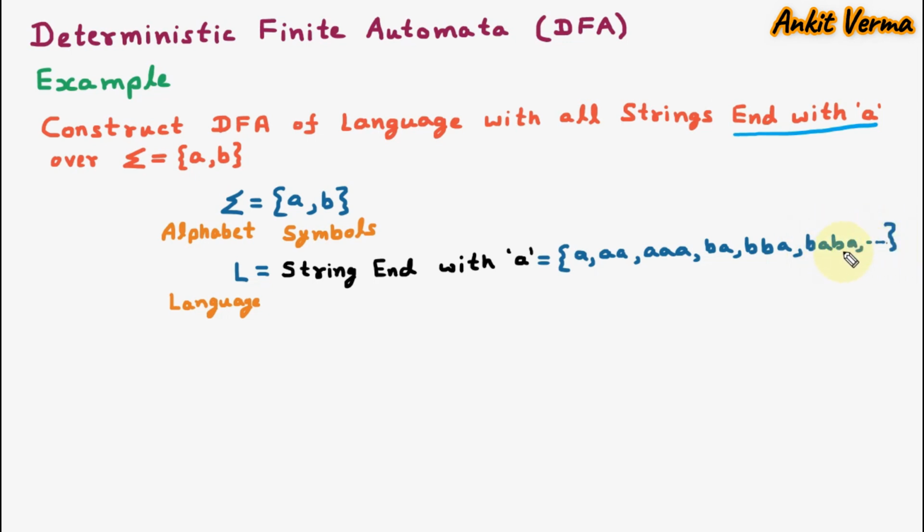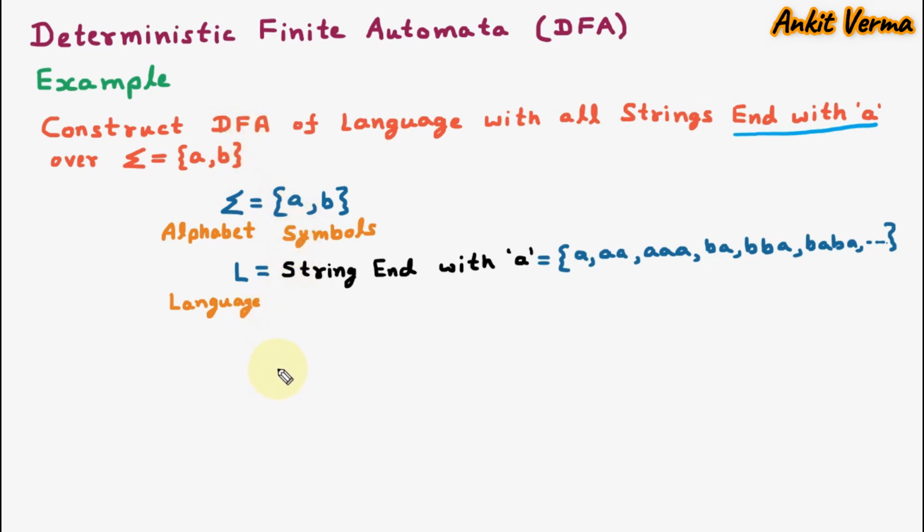So there are an infinite number of strings possible where at the end we have the A. All these strings make a language where the strings end with A. And for this language we are going to construct the DFA. We are going to construct the DFA step by step.